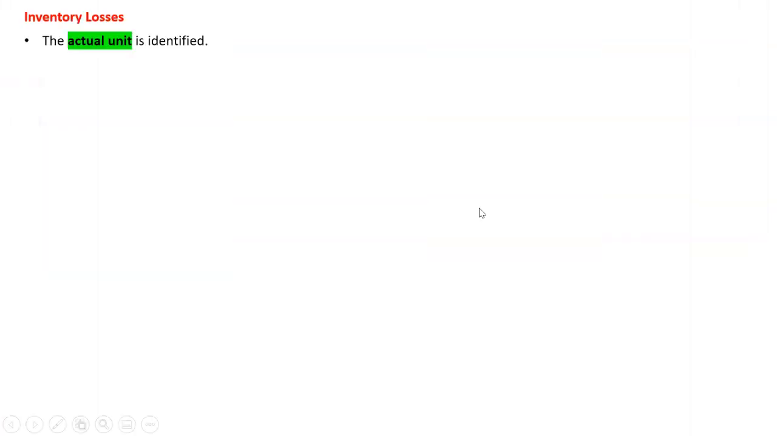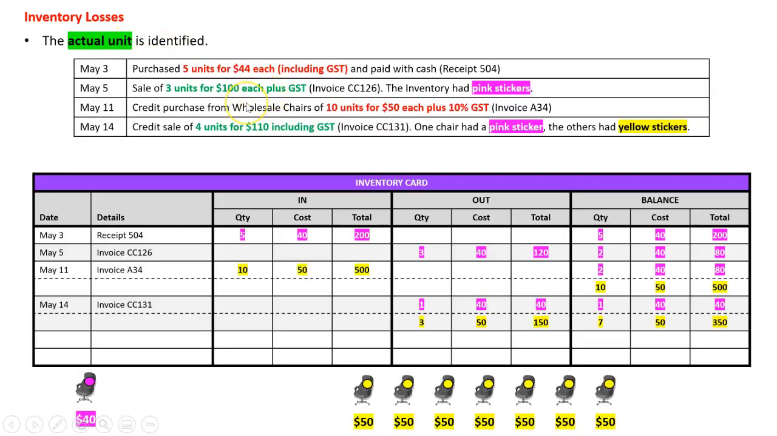What about if there's an inventory loss? Well, same rule. The actual unit is identified, which sounds a bit odd. How do you identify something that's gone? Well, let's just take the exact same inventory card and the exact same circumstance. So here's where we were at before, with the last set of examples.